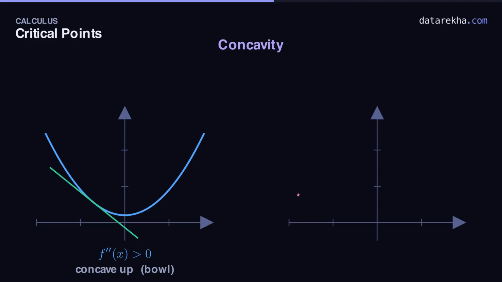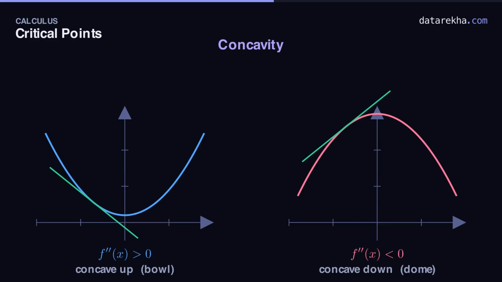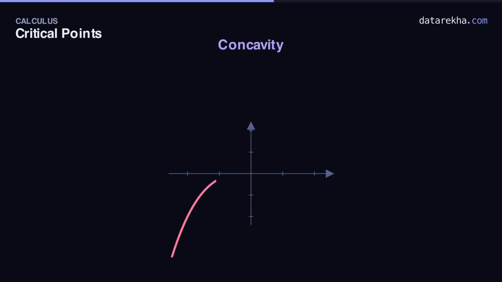When it's negative, the curve is concave down, an upside-down dome. Now the curve sits below its tangent, bending downward. Bowl versus dome, concave up versus concave down. And the moment concavity flips from bending down to bending up is called an inflection point.